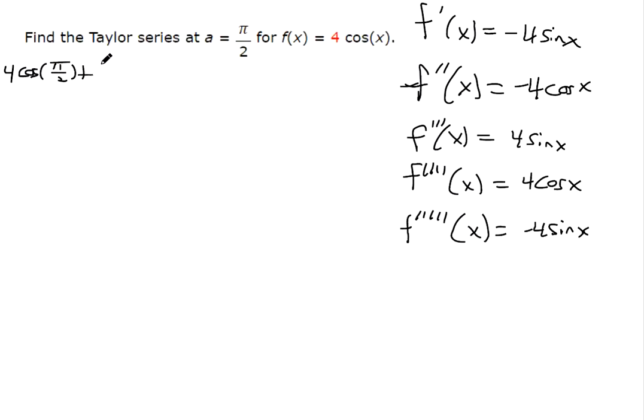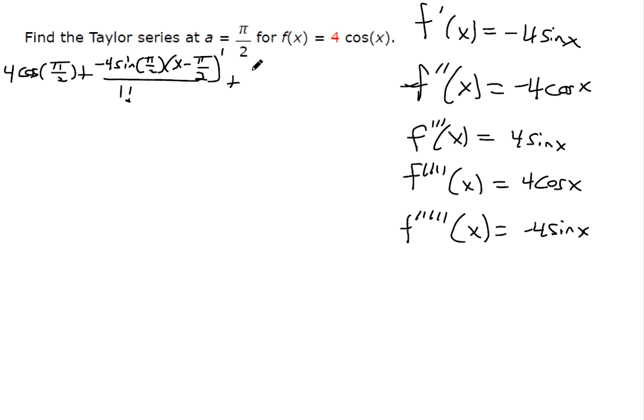Plus the derivative, which is negative 4 sine at our center, pi over 2, over 1 factorial. I mean, we know 1 factorial is just 1, but it's going to help us find the pattern if we keep that as 1 factorial. And then the polynomial starts. It's x minus pi over 2, is our center. That's to the first power.